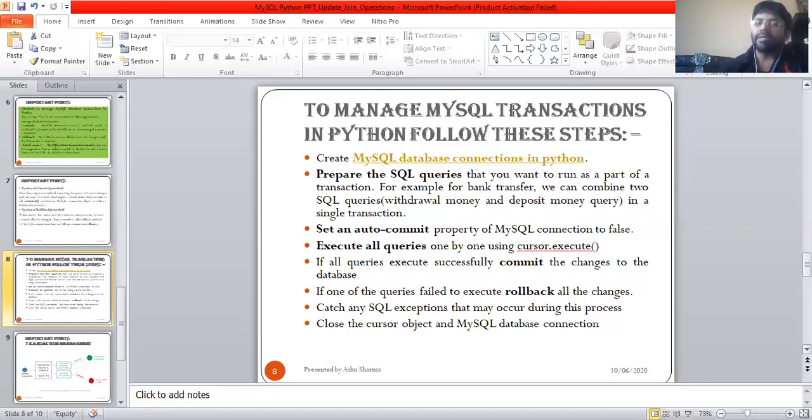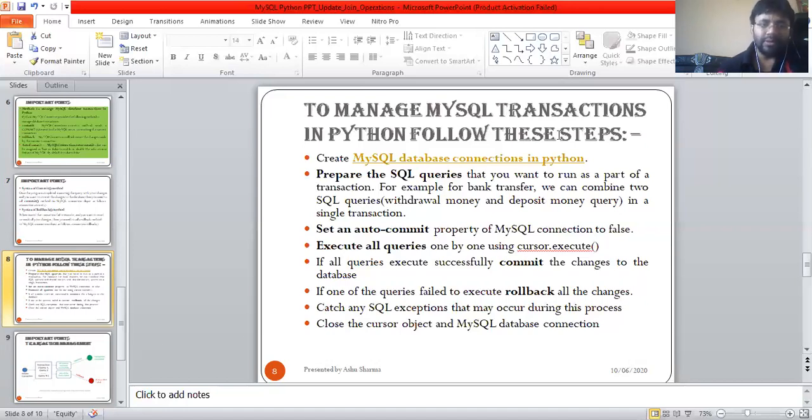Catch any SQL exception that may occur during the process, and close the cursor object and MySQL database connection. Once the whole segment is complete, you have to close the cursor object and MySQL database connection, which is very good practice.